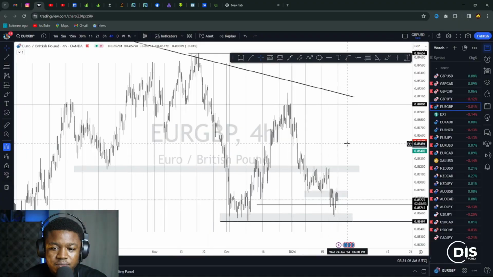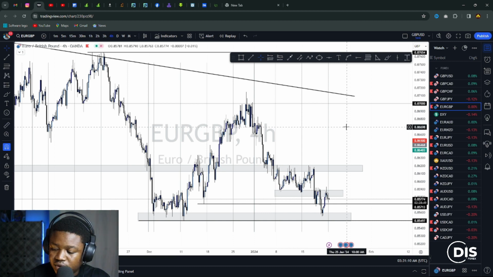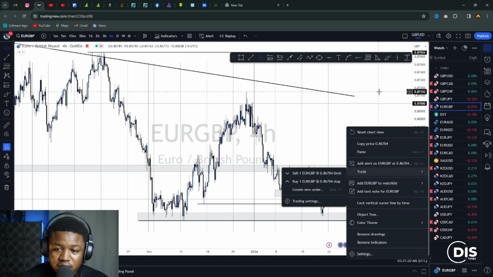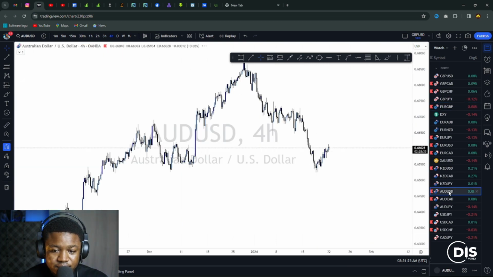Making 500 Cedis in 3 days or in 1 week on the Forex market. Let's get into the chart. The trades I took, I wrote them down in my journal. So I took AUD/USD, GBP/CHF, and then USD/CHF. So let's start with the AUD/USD right here.